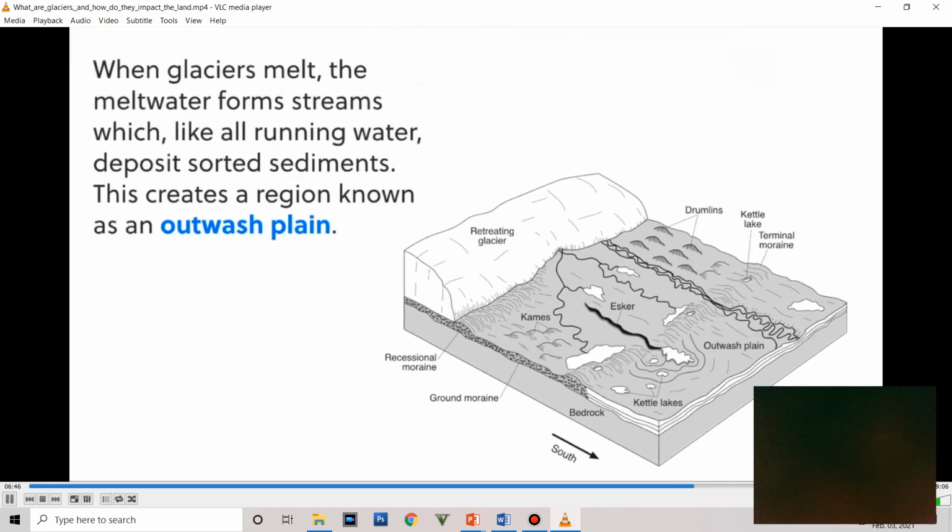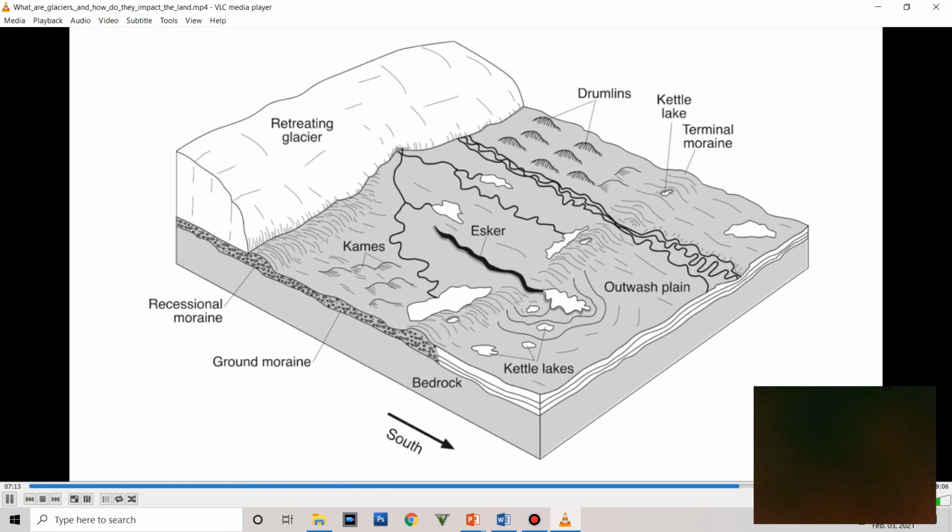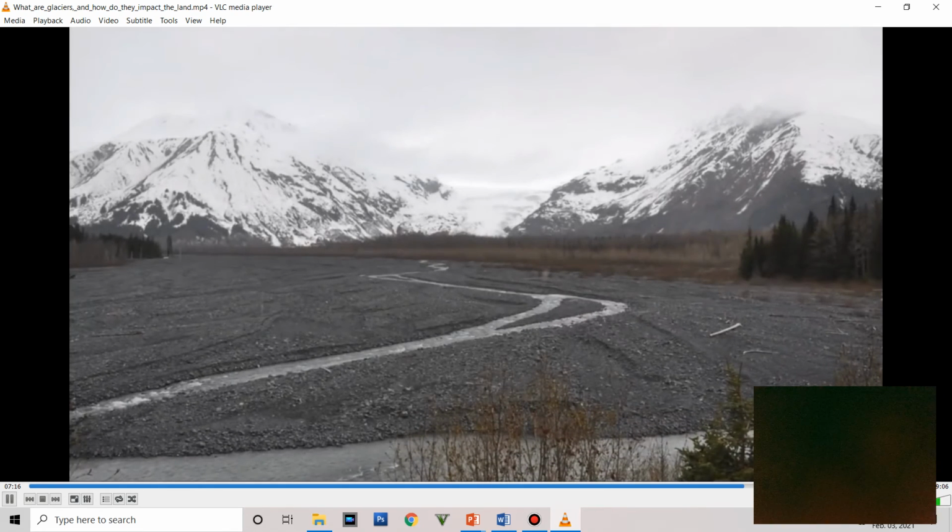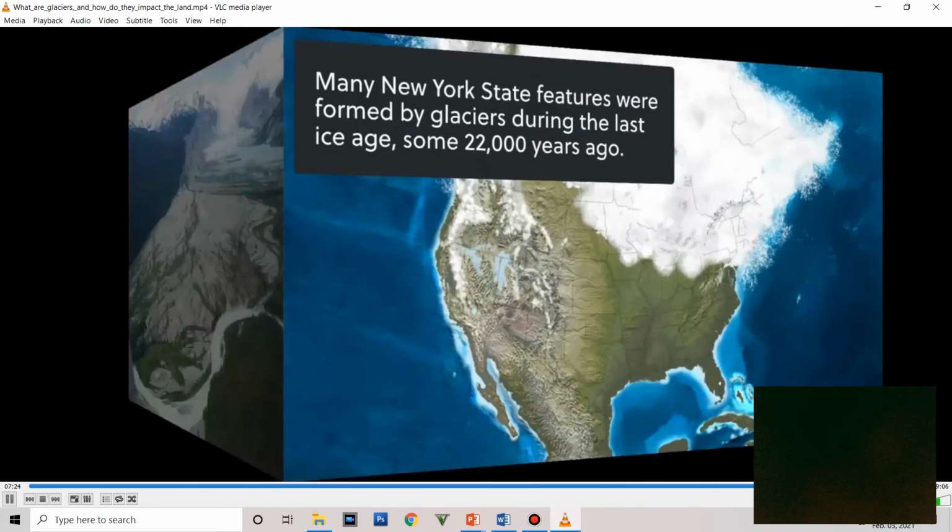When the glaciers melt, we get a lot of meltwater, which forms streams coming off the front end of the glacier. Like all running water, these deposit sorted sediments. So remember, the sediments deposited by the glacier itself are unsorted. That's our till, creating our moraines. But when we have outwash, when we have water that's become liquid and melted, creating streams, then we end up with some sorted sediments. And you can see that in this diagram here. This is an outwash plain, so all of these sediments were deposited by runoff from melting glaciers, also seen here.